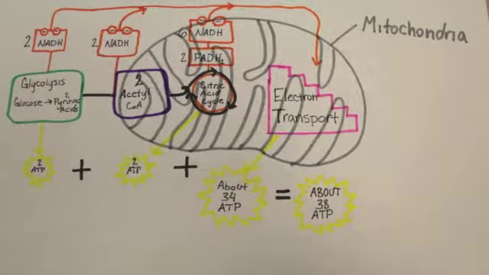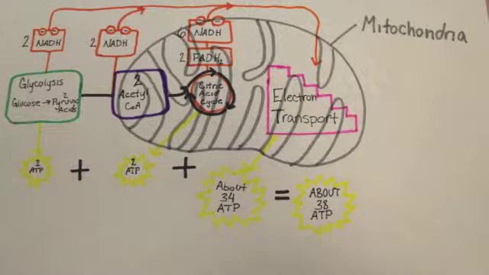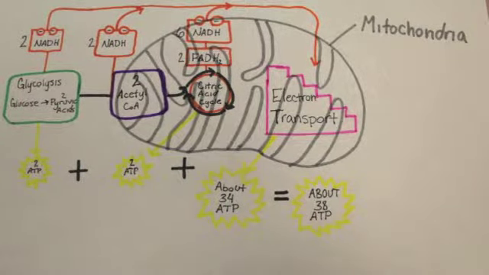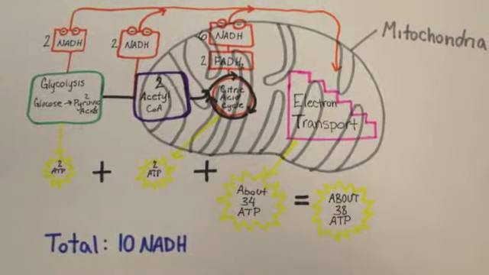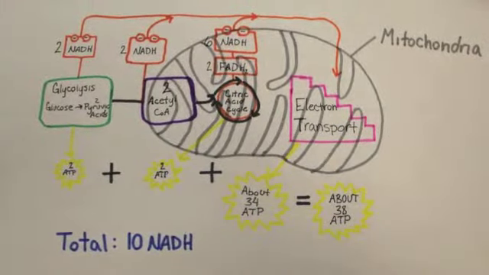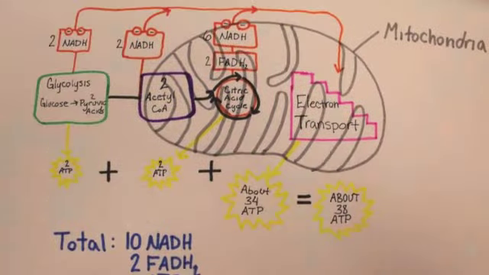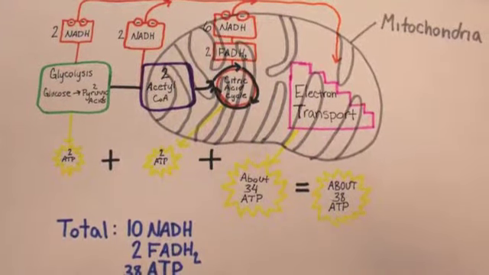Throughout this process, we should receive about 38 ATP. However, in reality, we will receive about 30 to 32 ATP. In total, we will get 10 NADH as well as 2 FADH2 and a projected 38 ATP.